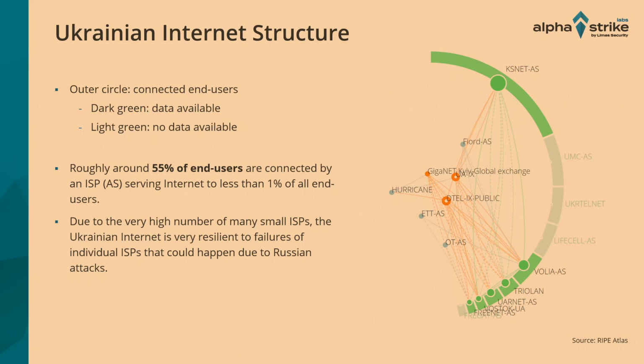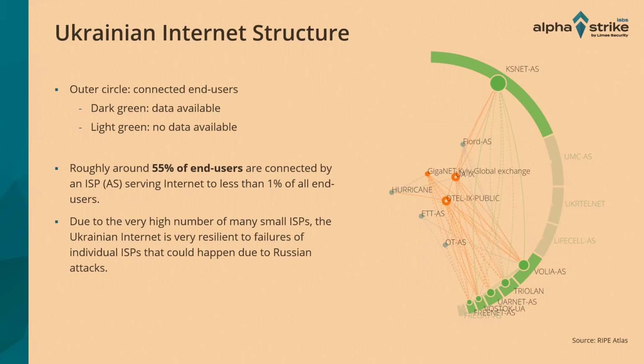An interesting point is that when we talk about Ukraine, we can see that approximately 55% of all end users in Ukraine are served by very small ISPs. We can see this there in a circle. About 45% are served by larger ISPs, which serve more than 1% of all end clients. But 55% of all end clients in Ukraine are served by an ISP that manages less than 1% of all clients in Ukraine.